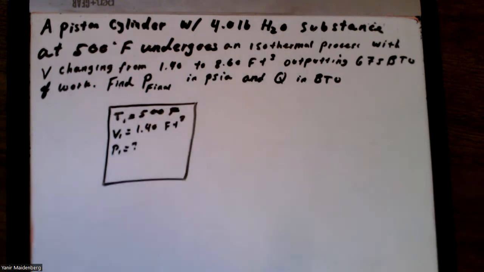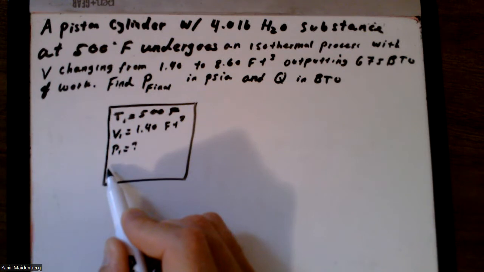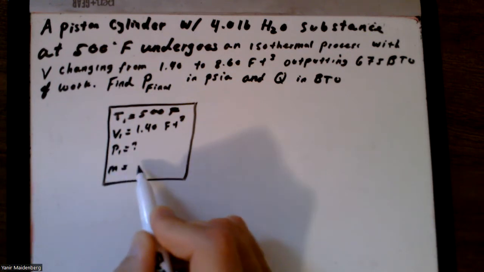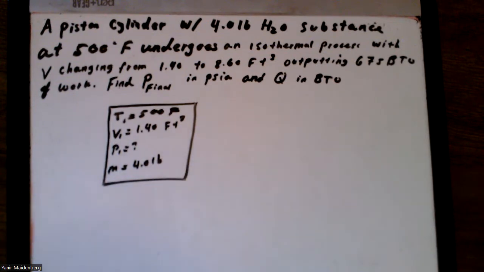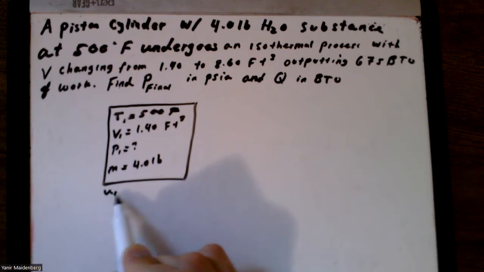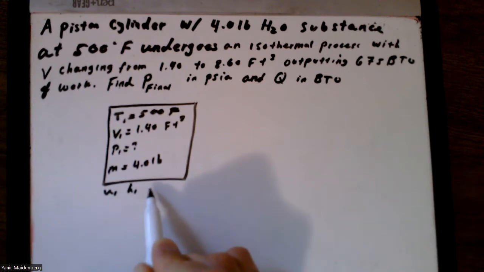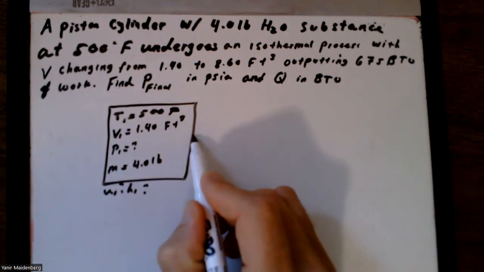But as far as the state variables are concerned, you think of the PV and T here, and we know the mass. So the mass here is 4.0 pounds. Peripherally, we don't know U1, we don't know H1, but we could find that out. Maybe we will want it, maybe we won't. We'll see.